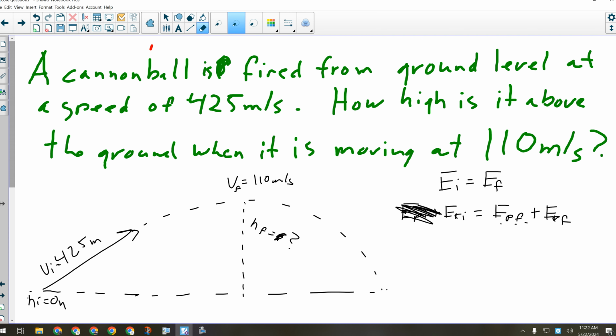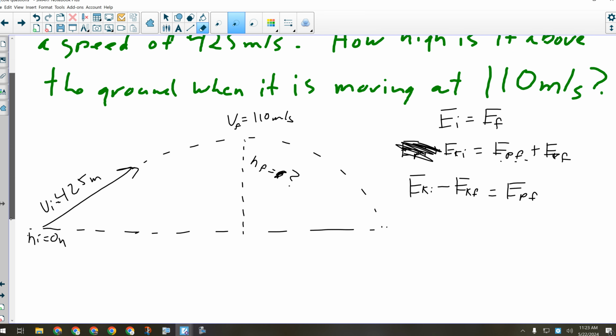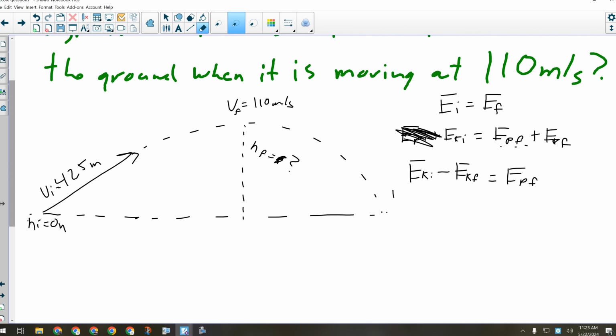HF is part of that term, so I need to isolate that term by doing what to EK final? Subtracting it to the other side. So I'm going to have my initial kinetic energy, which represents my total mechanical energy, minus my final kinetic energy. That will give me my final potential energy. I'm trying to look for HF, so I put in all the formulas. 1/2 mvi squared minus 1/2 mvf squared equals m times g times hf.